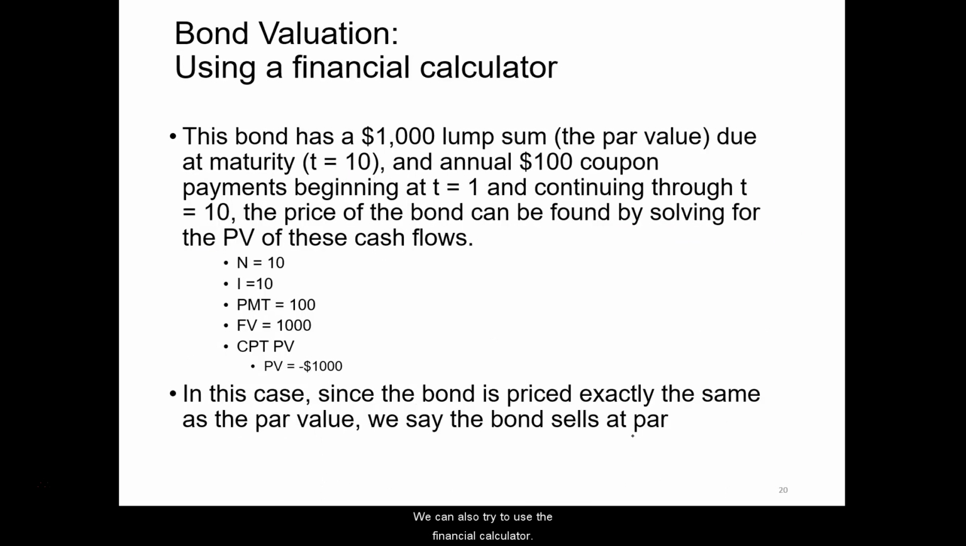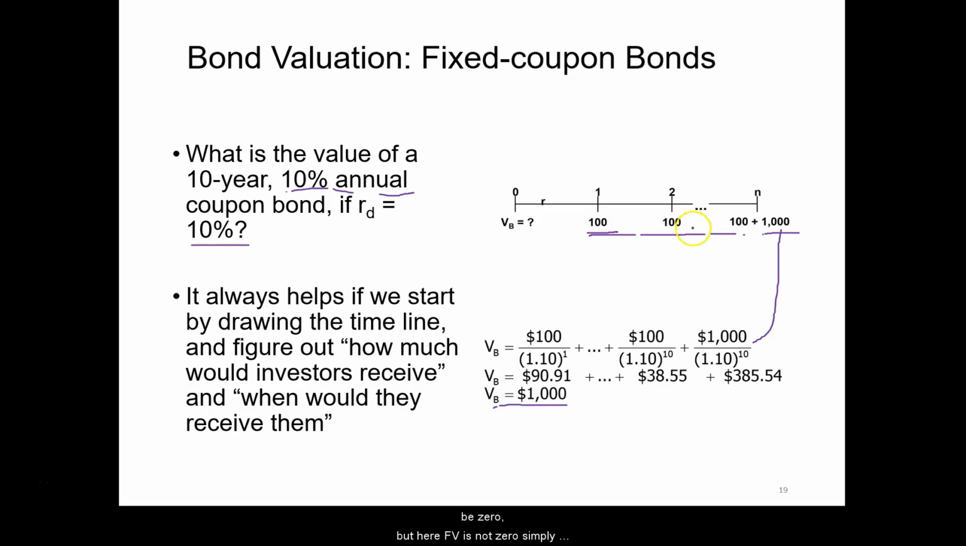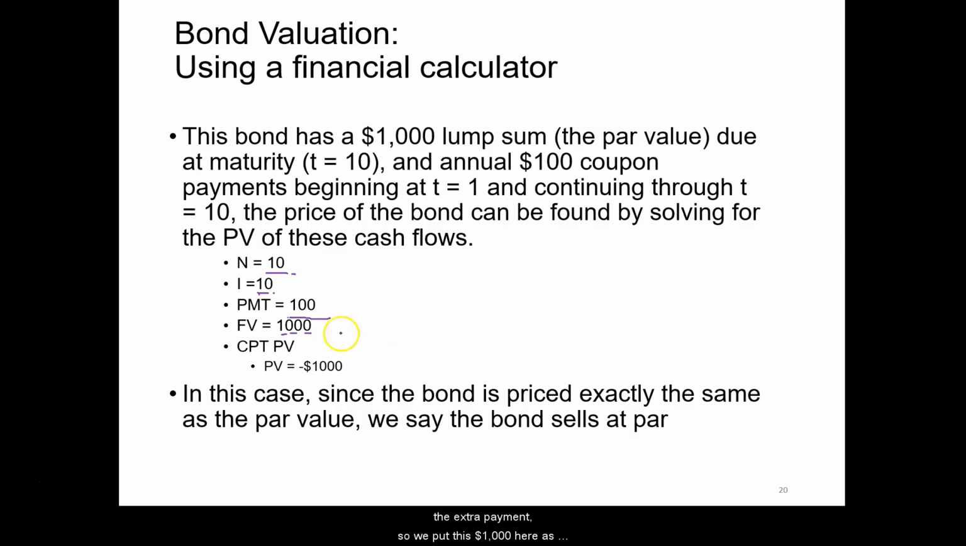We can also try to use a financial calculator. This whole calculation is based on annual compounding or annual discounting. So we have 10 years, each year $100 payments, 10% discount rate, final lump sum payment $1,000. This is the additional $1,000 at the end of the 10th year. So this is a little bit different from what you did in Chapter 5 for those annuity calculations. Remember, for those annuity calculations, most of the time your FV will be 0. But here the FV is not 0 simply because at the end of the 10th year, you do have this additional payment, the extra payment. So we put this $1,000 here as the last year, and then we compute for the present value, and the present value will be $1,000, and that will be the price of the bond at time 0.